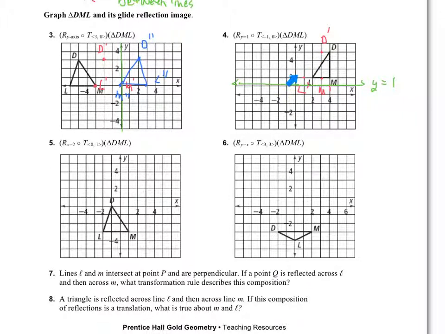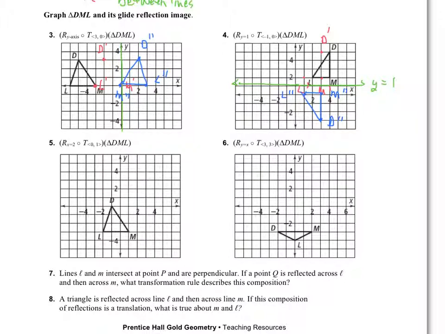So I want to look at the distance. Both L and M are 1 unit away here, so we're going to go 1 unit away on the other side. So this becomes L double prime, and this becomes M double prime. And then D is 1, 2, 3, 4 away. So we want to go 1, 2, 3, 4 away here. And that becomes D double prime. And then connect your points with a straight edge, and that is your glide reflection.